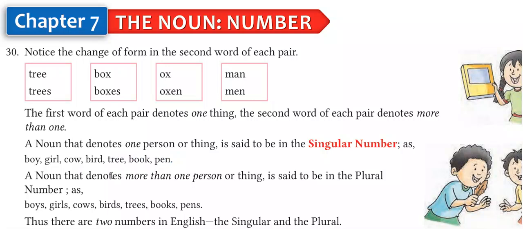A noun that denotes more than one thing or person is said to be in plural number. When you're talking about one thing, that is a singular noun. When you're talking about two or more things, they will be called plural. So the noun will work as plural. How? Like boy became boys, and girls, cows, birds, trees, books, pens. So these are plural nouns.